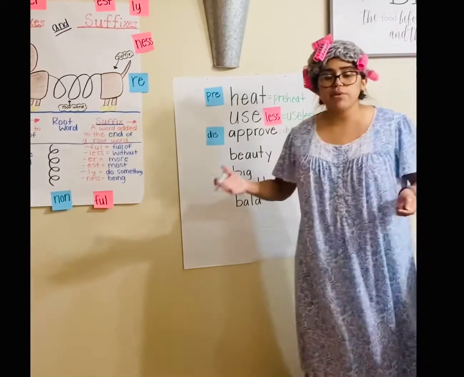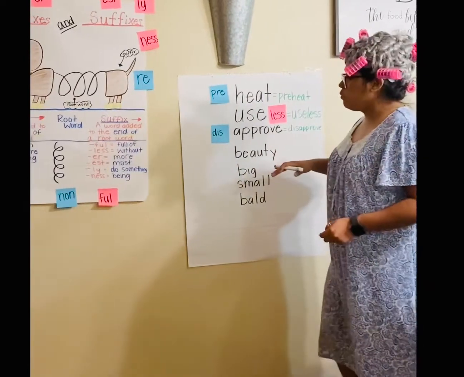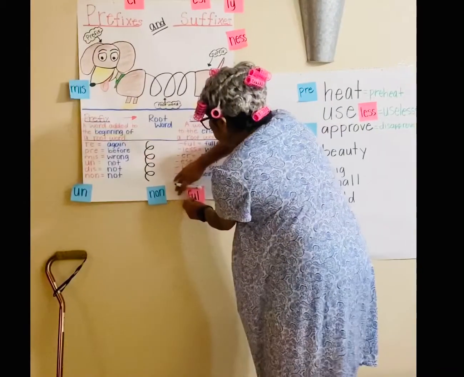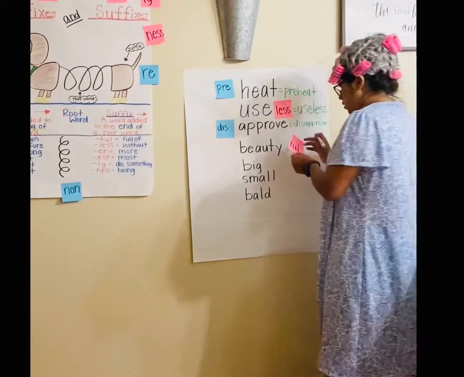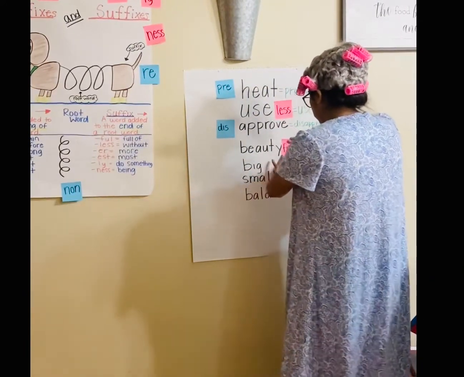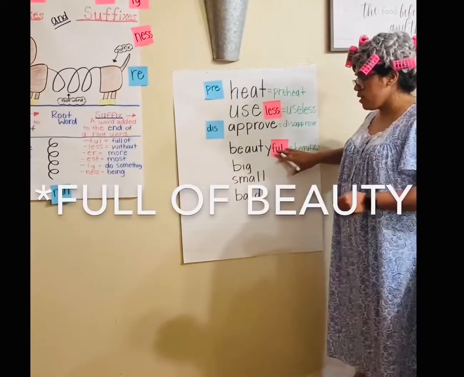Let's see if we can add a prefix or suffix to that word. Beauty, beauty. Oh, here's full. We can add a suffix to the end, and our new word is beautiful. Beautiful now means full of.